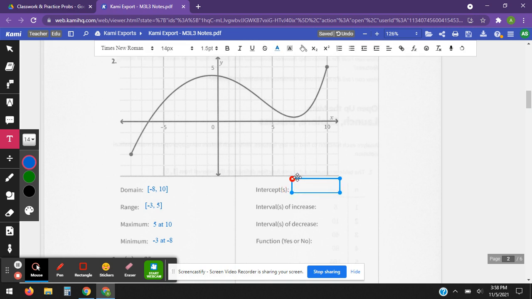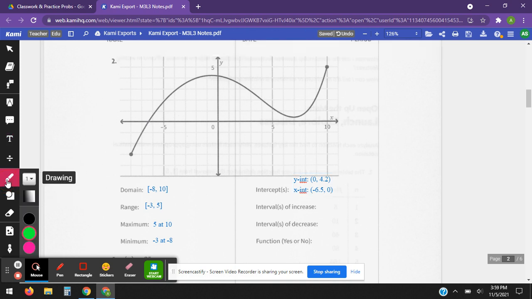So let's go ahead and make some space here. So my y-intercept is 0, maybe 4.2. Looks about right. 4.2. And my x-intercept is -6, maybe -6.5. 5, 0.